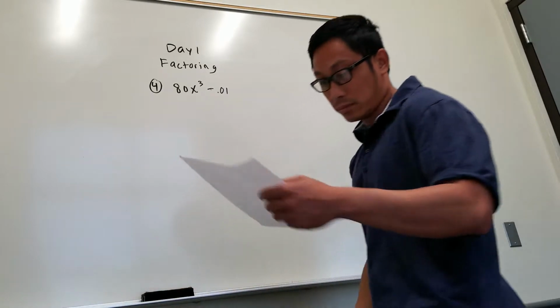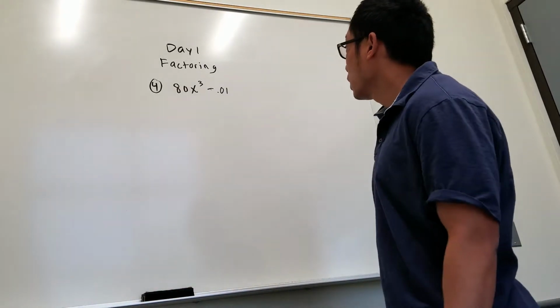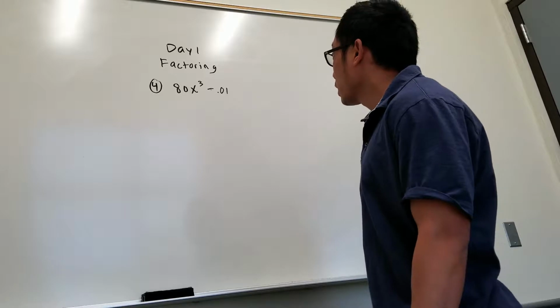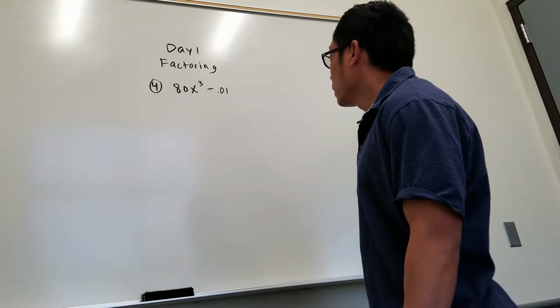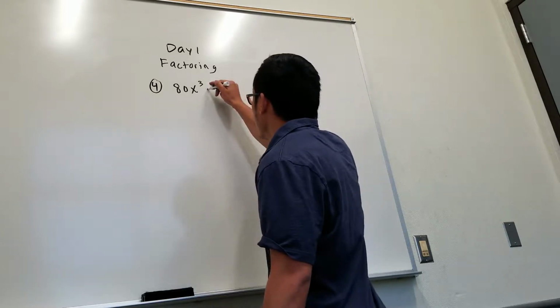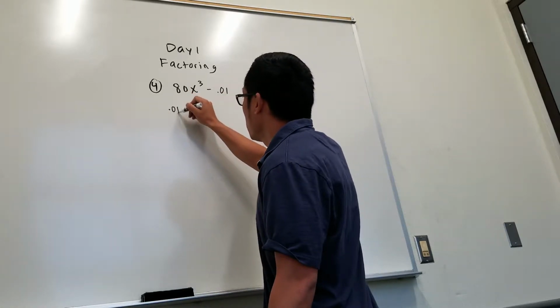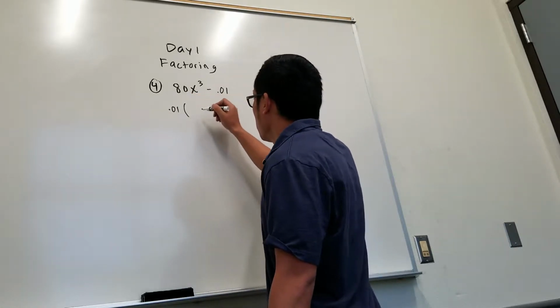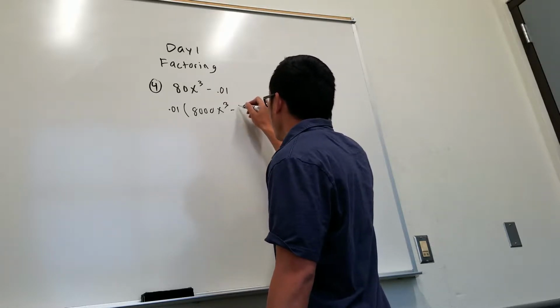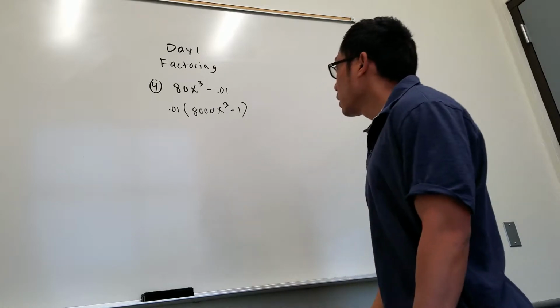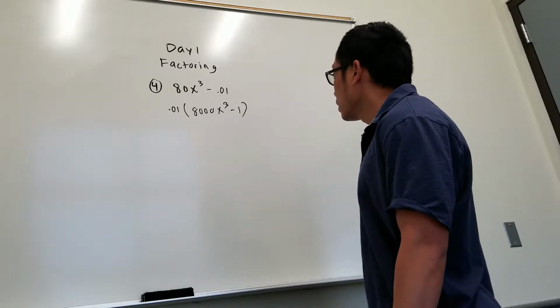Okay. So what can I do? The goal is to factor out the GCF. This will make it somewhat easier. So I'm going to factor out 0.01, right? If I do that, this will become 8,000 x cubed, this will be minus 1. Now we can see that, I think, it's a little bit easier.